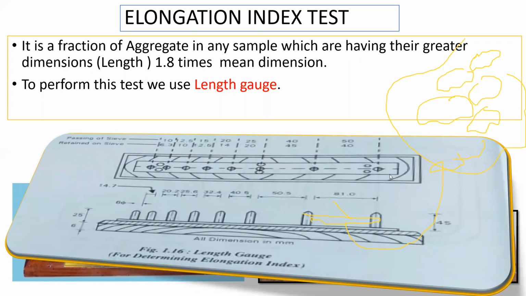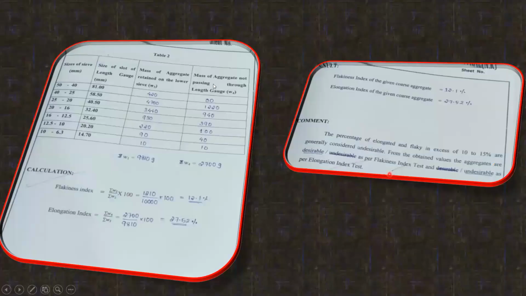It's the same thing that they've written here, right? So this is that 1220 written here. Okay, they have written it as W4. It's okay. And then 940 30. This is W3 and this is W4. So the flakiness index we already saw. For the elongation index also you have to do the same thing. That is 2700 divided by 9810 multiplied by 100, you are going to get 27.52%.